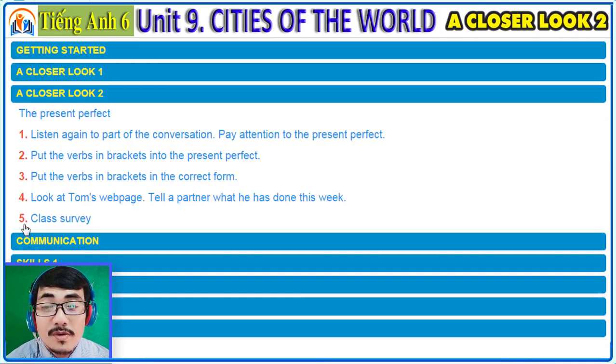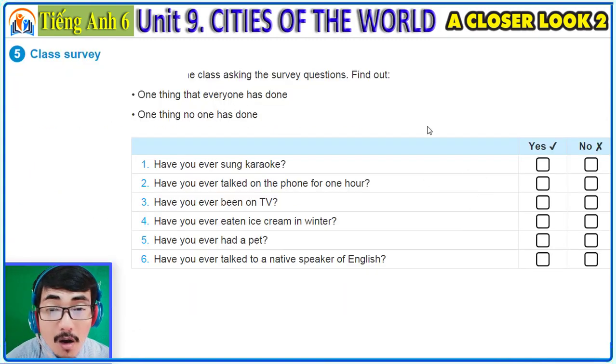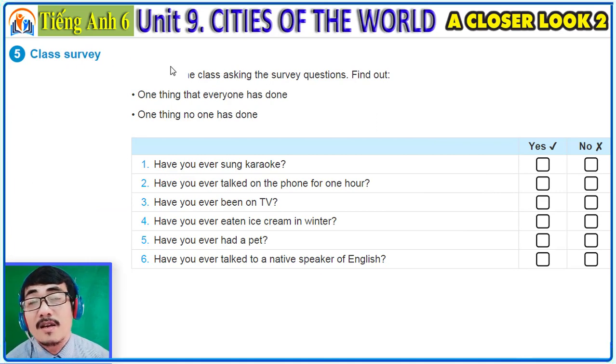We move to activity number 5, class survey. Okay, so here is class survey. A survey means you put questions to your classmate to ask him or her some information about anything. Okay, so go around the class asking the survey questions and find out one thing that everyone has done or one thing no one has done.